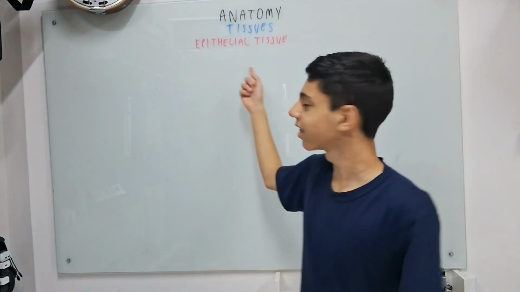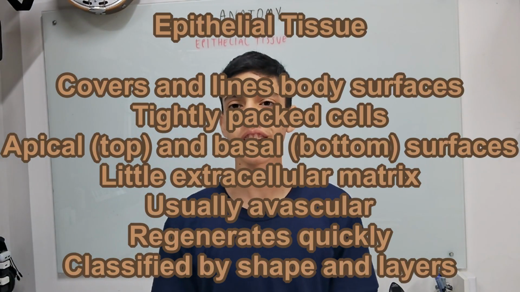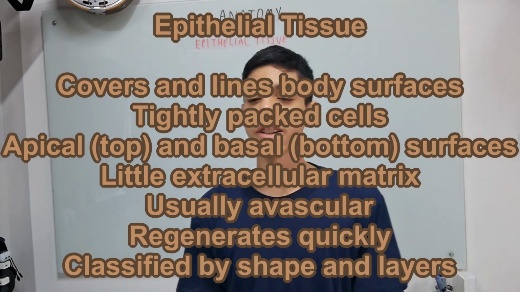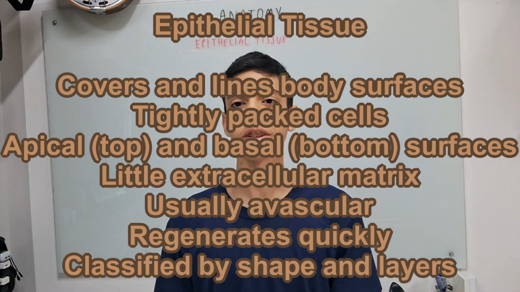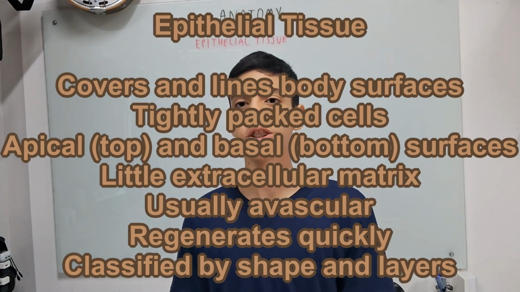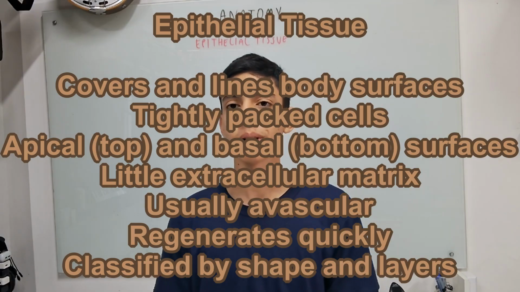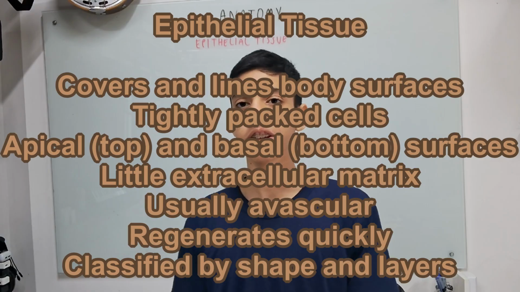Number 1. Epithelial tissue. Epithelial tissue forms the covering of all internal and external body surfaces. Its cells are tightly packed together with very little extracellular matrix between them. Epithelial tissue also has a distinct apical or top surface and a basal or bottom surface. It usually has no blood vessels and regenerates quickly.